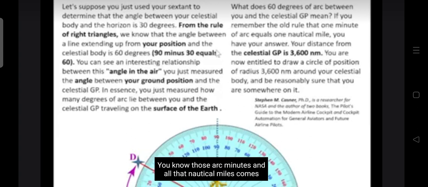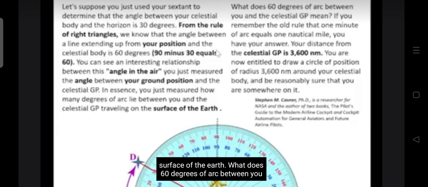You can see an interesting relationship between this angle in the air. You know those arc minutes and all that, nautical miles? Comes from the angle in the air. You just measured the angle between your ground position, back to the ground, and the celestial GP. In essence, you just measured how many degrees of arc lie between you and the celestial GP traveling on the surface of the Earth. Not the center of the Earth, the surface of the Earth.